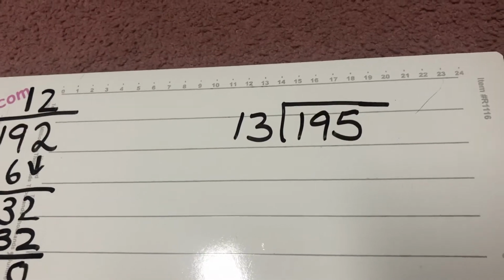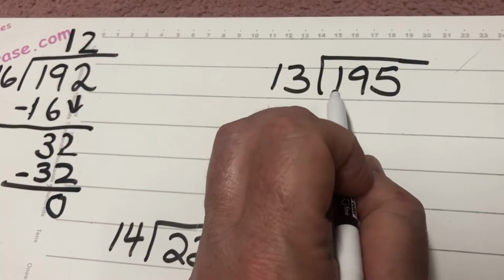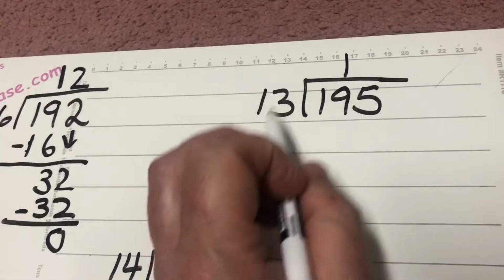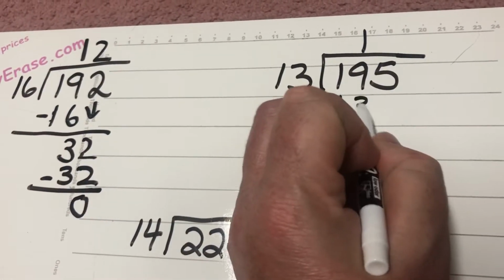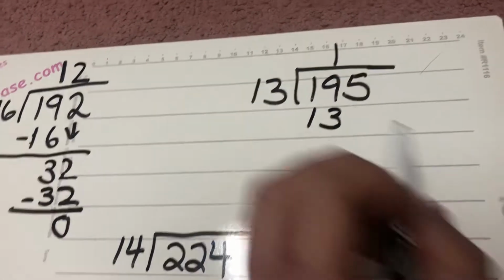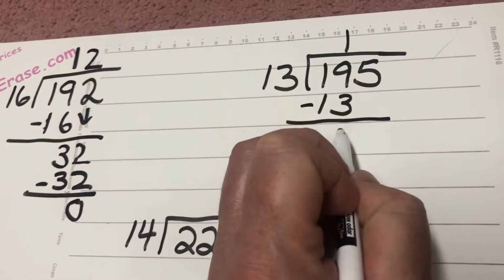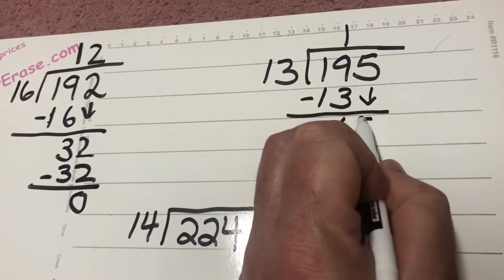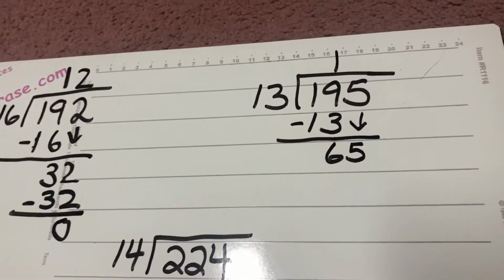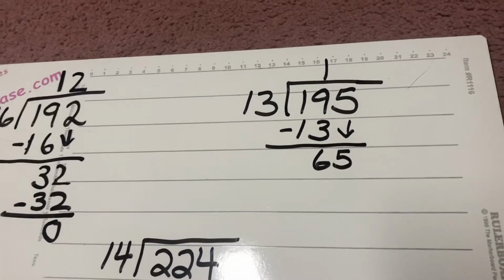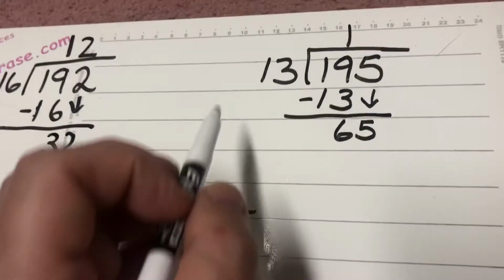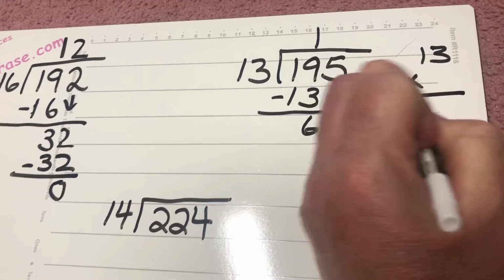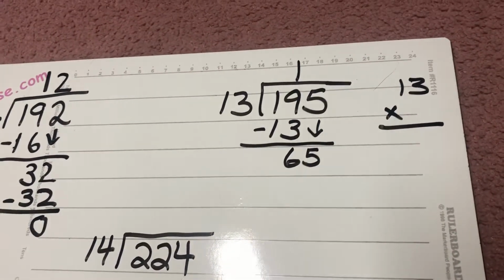195 divided by 13. Well, once again, I know that 13 can't go into 1. But it can go into 19 one time. So I do 13 times 1. 13 times 1 is 13. So I do 19 minus 13. 19 minus 13 is 6. I bring down the 5. And this is where, like we said, we know we're not ending up with remainders. So I want to think, well, I know I'm doing 13 times something, and I'm ending up with 65. That's what I need to end up with.